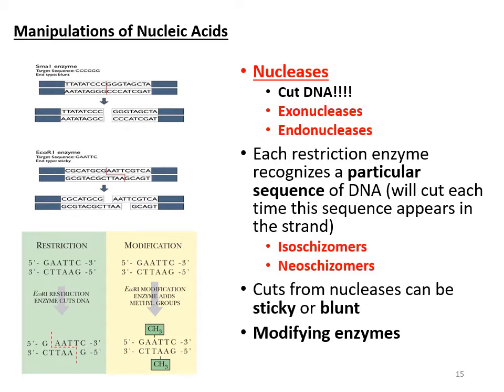The last thing that we have here is modifying enzymes. And modifying enzymes basically means that these enzymes can add a methyl group, which you see in this figure here, and that methyl group actually prevents restriction cuts. Okay, so if you have methyl groups present, it will prevent cutting of that DNA at that particular location.